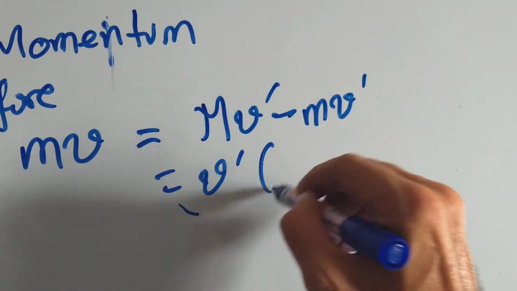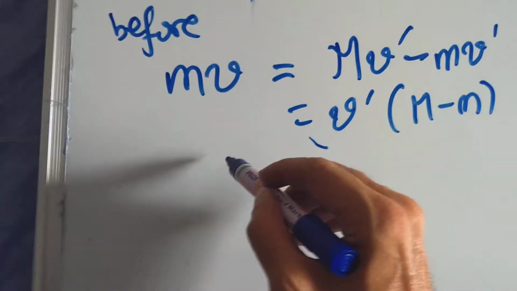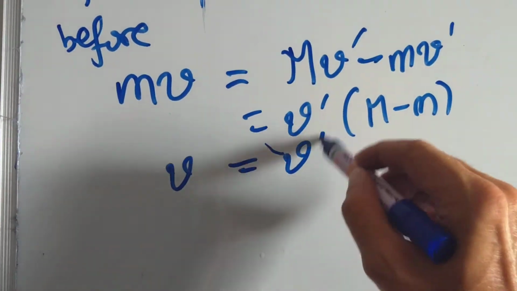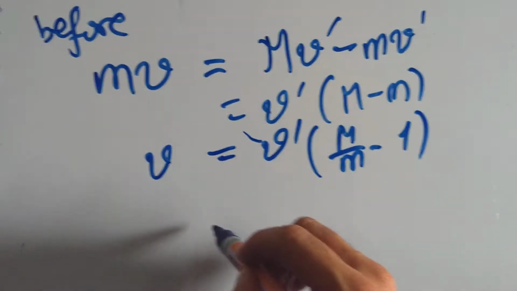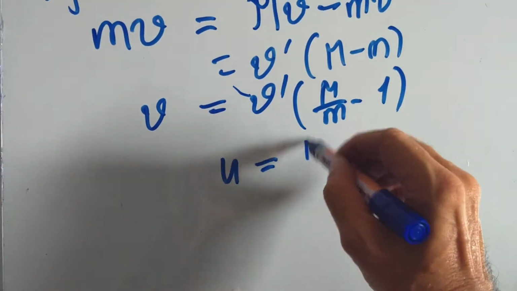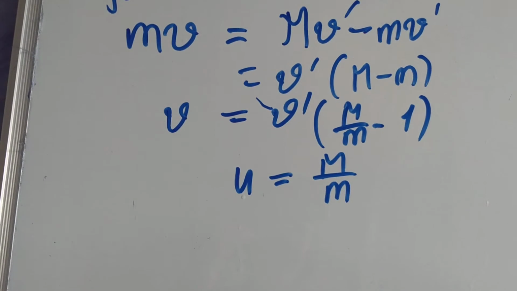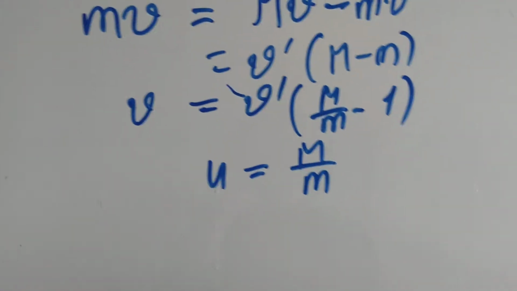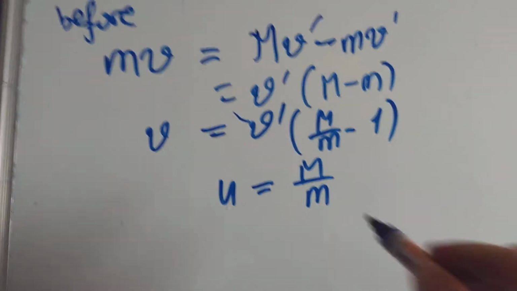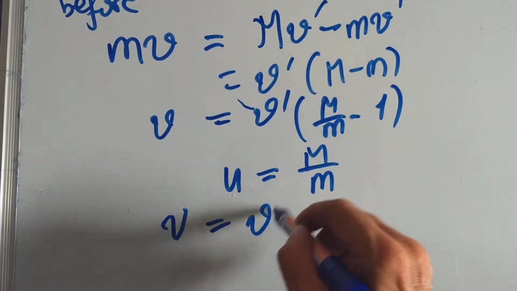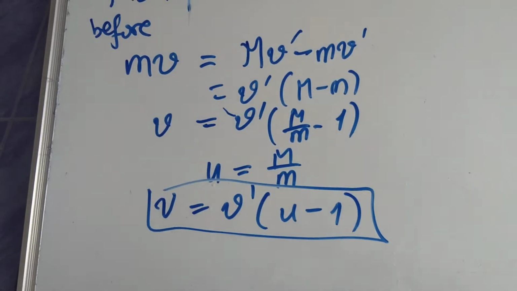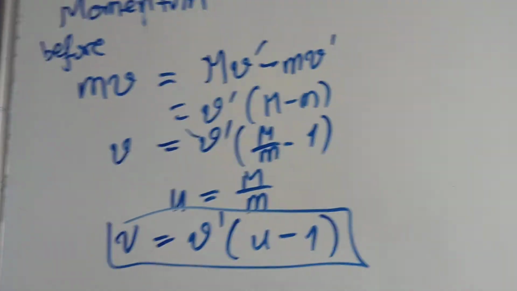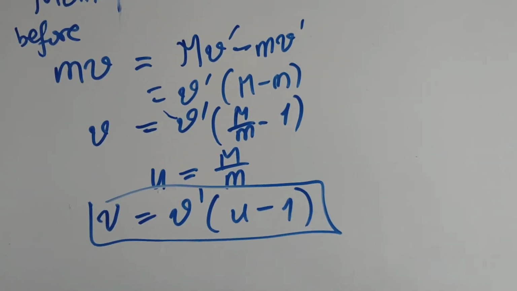Factor out v prime, I have big M minus little m. Let us divide by little m, v prime times big M over m minus 1. Now, I'm going to make this definition here. u is big M over little m, like that, okay? See that? All right. So, I'm going to use this factor now. v is v prime times u minus 1. And there's my momentum analysis. Okay, that's part of my solution. That's part of how it's going to go.